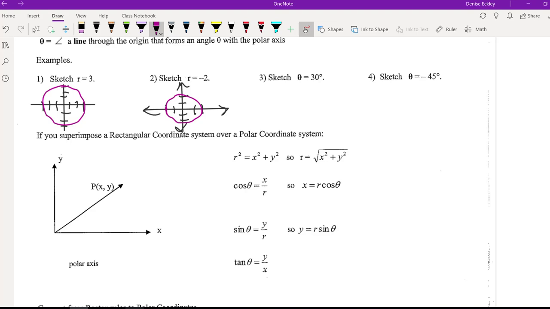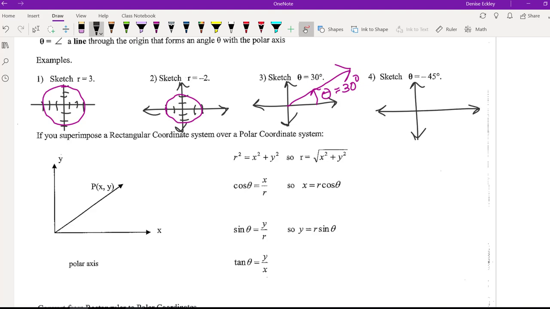Sketch theta equals 30 degrees. That's just going to be a ray that's going to continue. It doesn't have any length to it, so we're just sketching a ray with an arrow on the end that has an angle of 30 degrees. So it could be any point along that line. And same if it's negative. So we're just going to sketch the negative angle. So we have a ray going that way, -45 degrees. It's supposed to be an arrow.